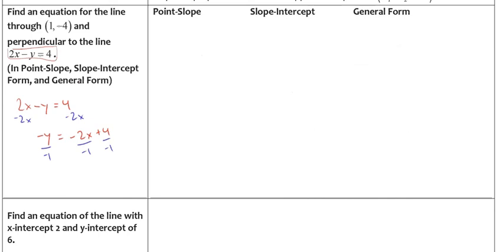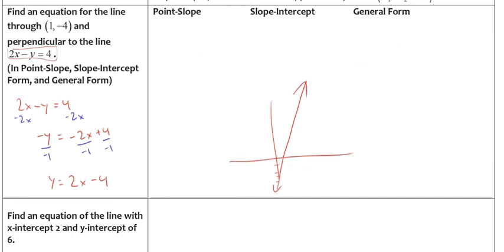And we end up with y equals 2x minus 4. Now, just to sketch that line out, we would have minus 4, so down here somewhere, 1, 2, 3, 4, and then a slope of 2. That line looks something like that.